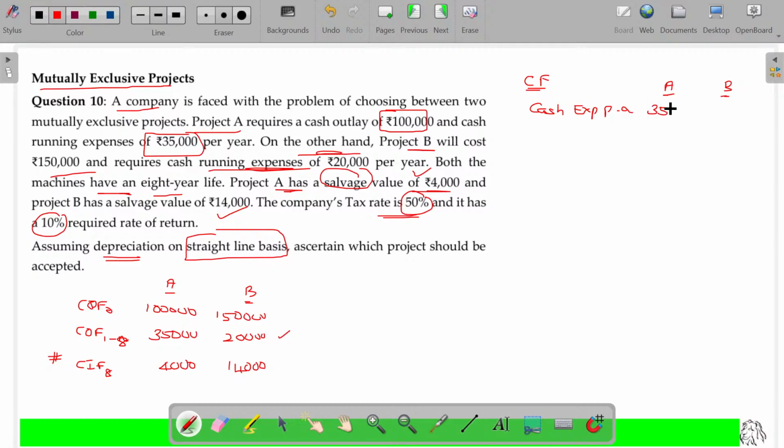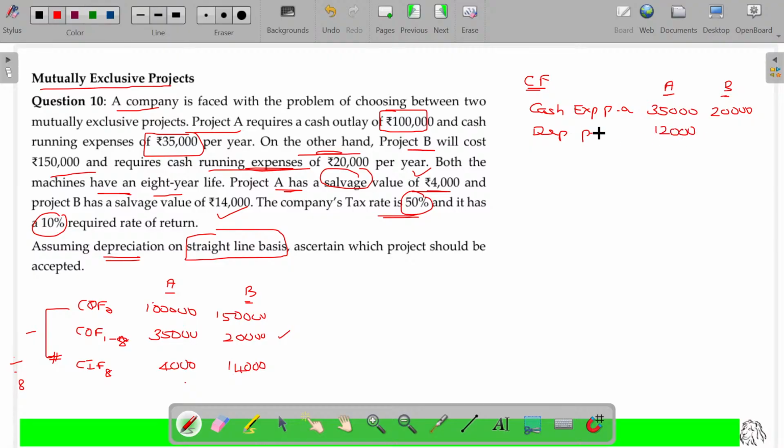35,000 and 20,000. And depreciation is also one more expense. The difference between original value minus scrap value, divided by the life of 8 years. 1 lakh minus 4,000 is 96,000, divided by 8, which is 12,000 per annum for A.